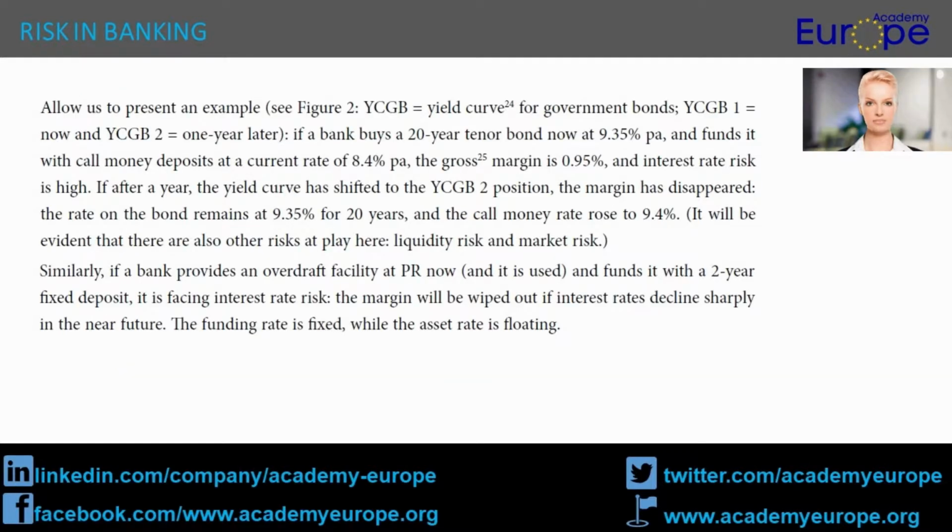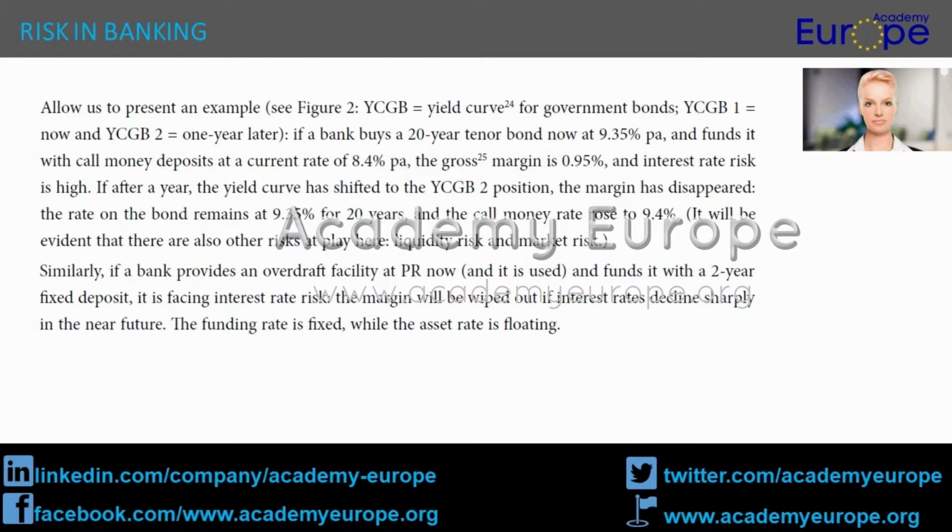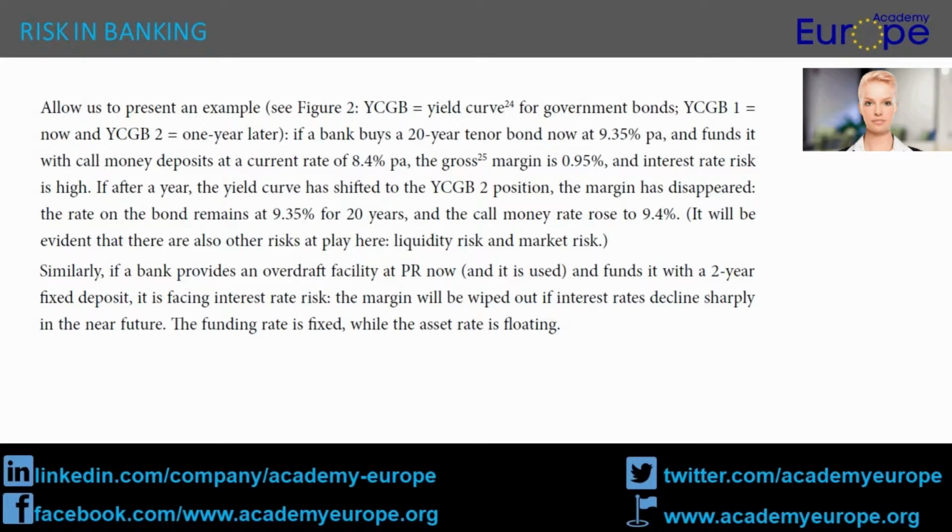Allow us to present an example. See Figure 2, YCGB equals yield curve for government bonds, YCGB1 equals now, YCGB2 equals 1 year later. If a bank buys a 20-year tenor bond now at 9.35% PA, and funds it with call money deposits at a current rate of 8.4% PA, the gross margin is 0.95%, and interest rate risk is high. If after a year, the yield curve has shifted to the YCGB2 position, the margin has disappeared, the rate on the bond remains at 9.35% for 20 years, and the call money rate rose to 9.4%.